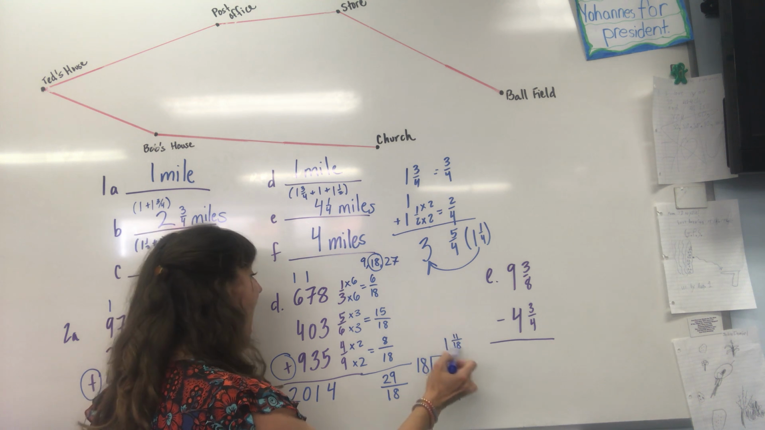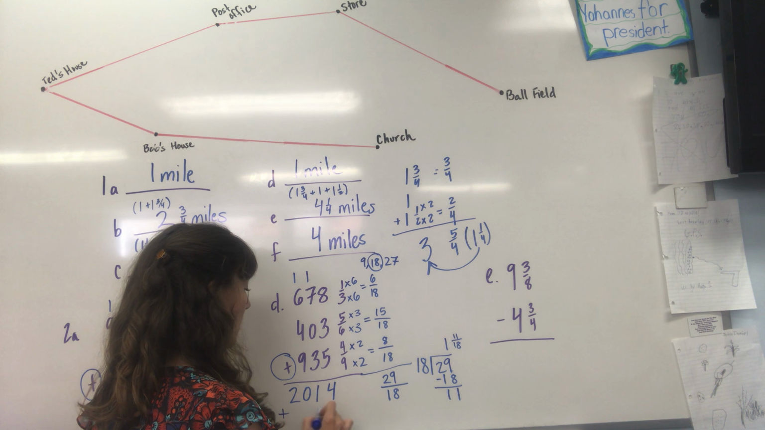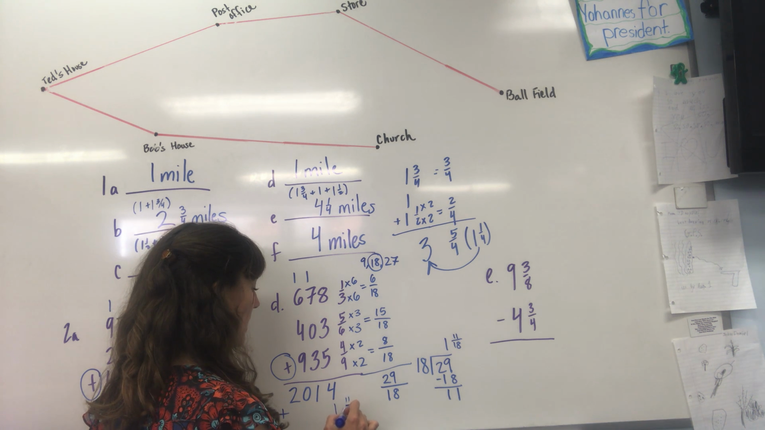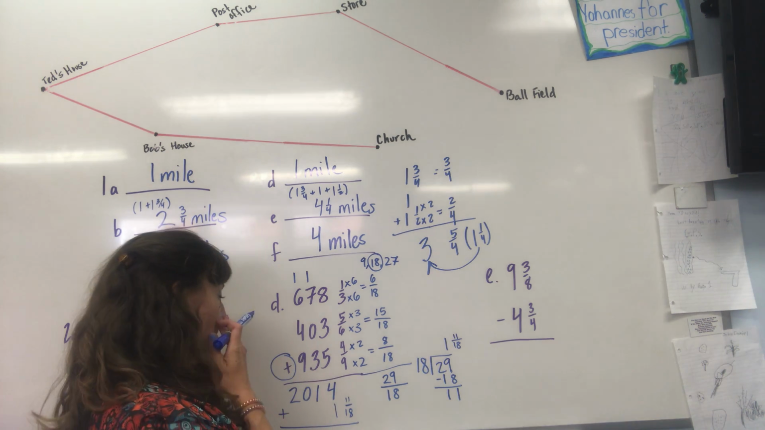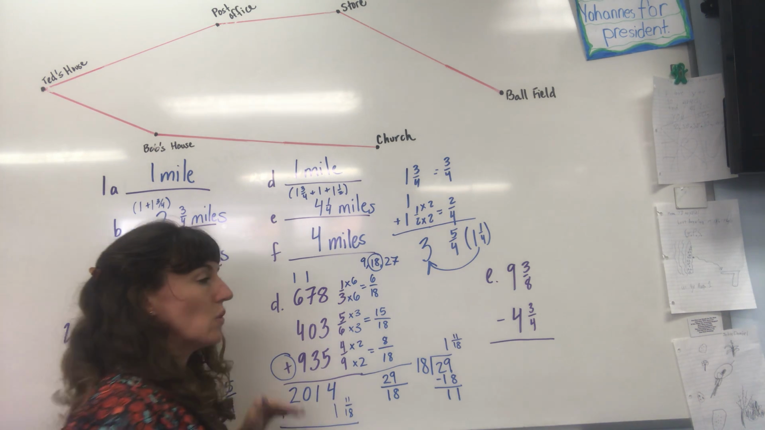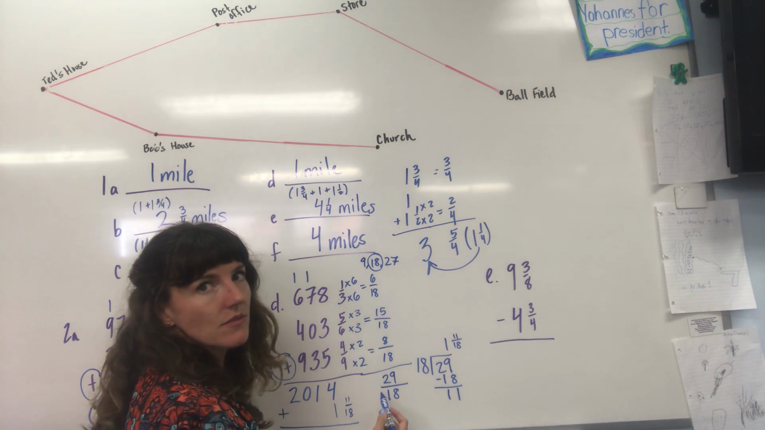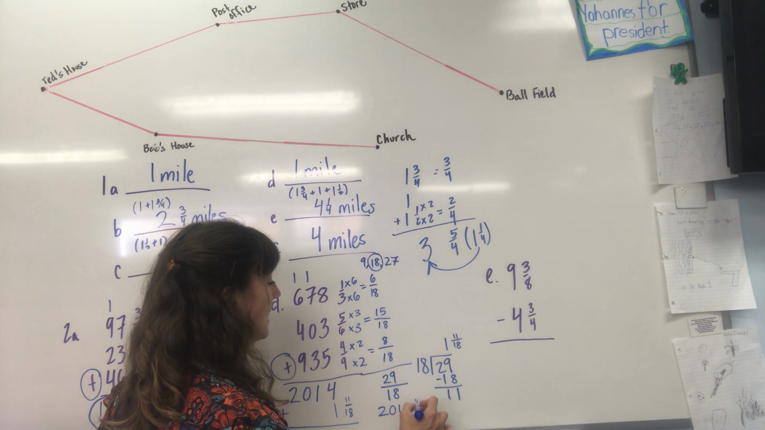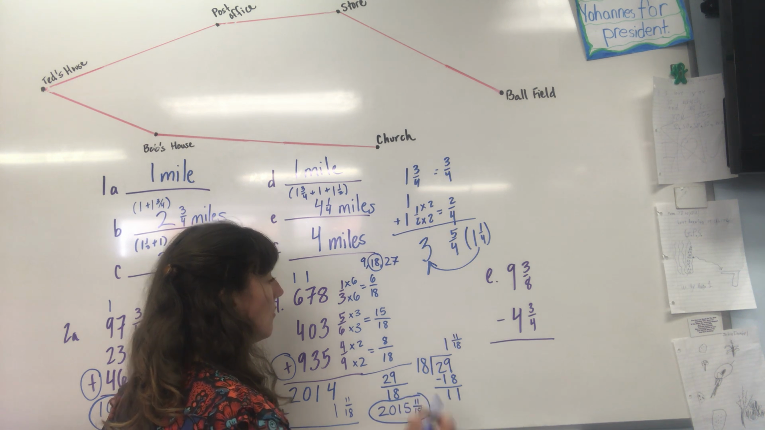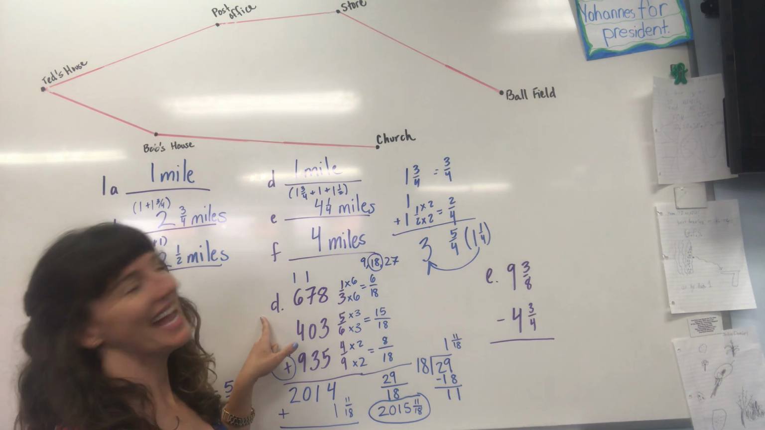I add this to the number I already have. Can you see that? Barely. Okay. 2014 plus 1 and 11/18. Well, that becomes, can you see this over here? Yeah, okay. 2015 and 11/18. Circle that, because boy do we have a lot of work for 2D, okay?